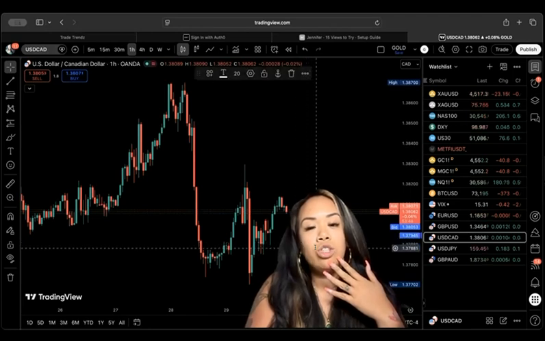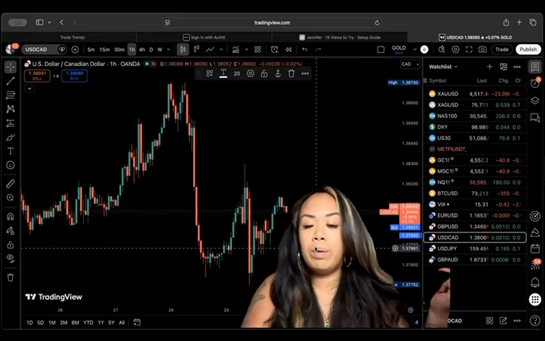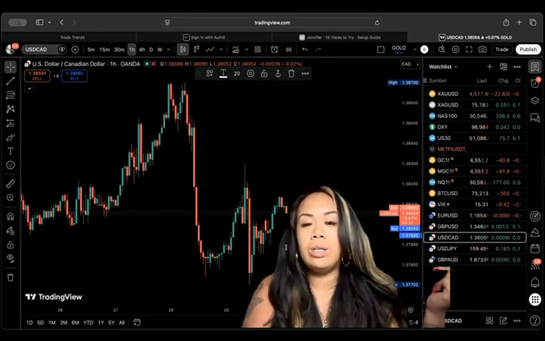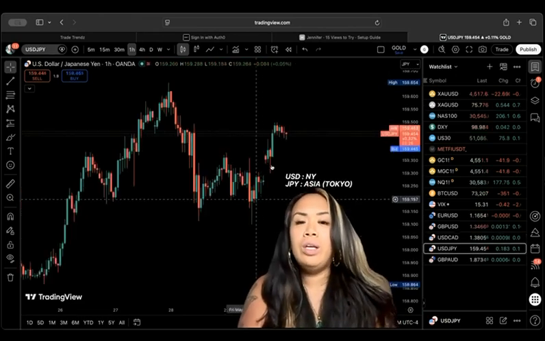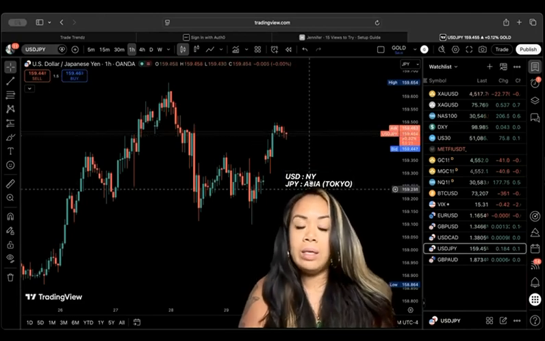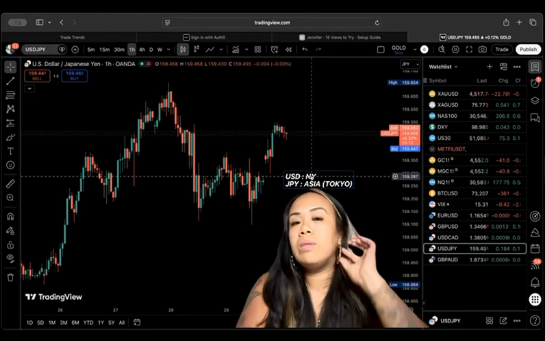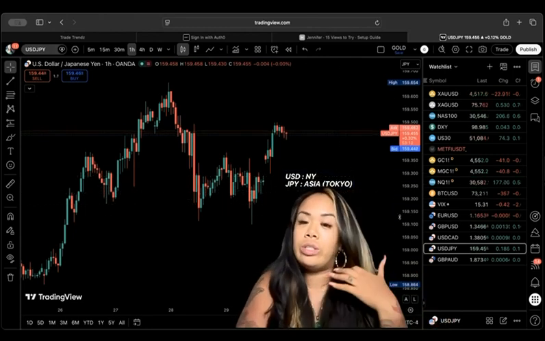Okay, moving forward, right here we have USD CAD. Okay. This is traded throughout New York session. Well, not both. It's technically just one pair. So it's essentially for New York session for the most part, which is US dollar versus Canadian dollar. Okay. And then right here we have USD JPY, US dollar versus the Japanese yen, guys. So this is traded throughout New York session and then also throughout Asia session, also known as the Tokyo session.